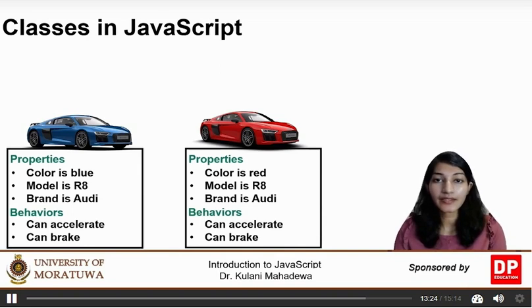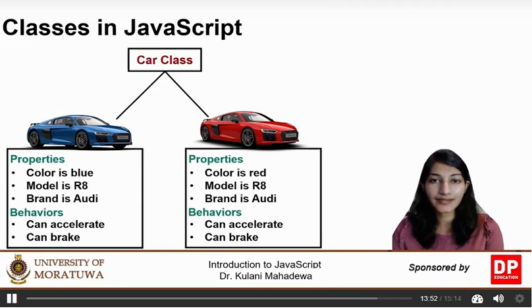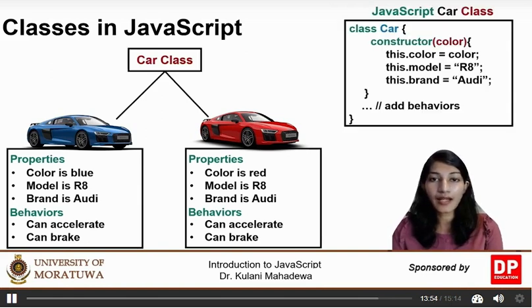In JavaScript, the concept of class allows code reuse. It allows specifying common properties and behaviors under the class. Then objects are created by giving specific values to the properties. Coming back to our example, can you guess a suitable class for these two objects? We can call it the car class. Here is the JavaScript class for our example.